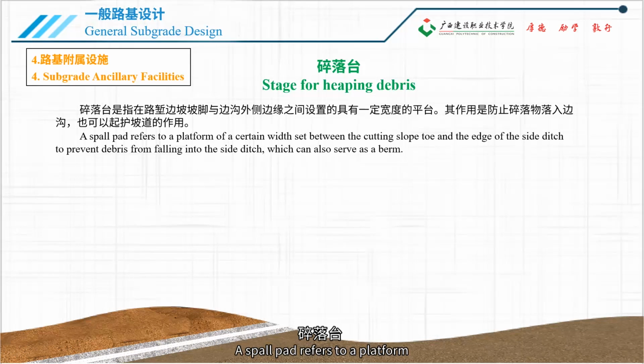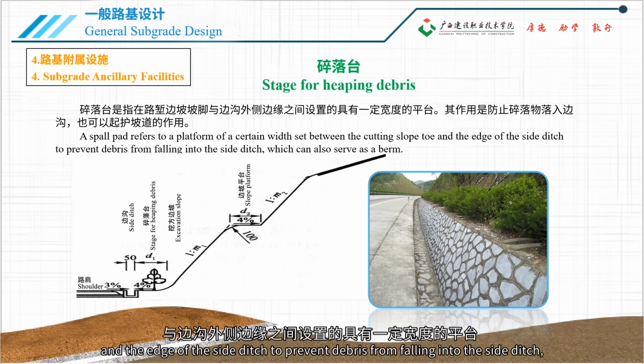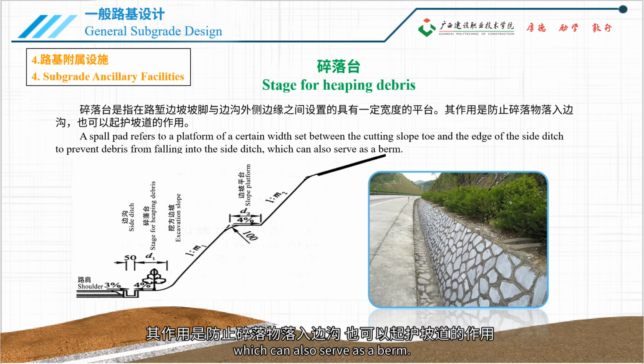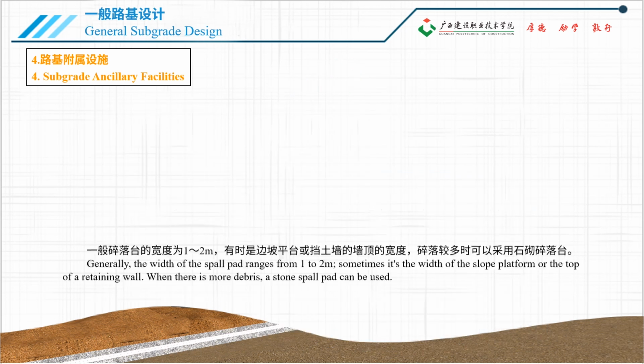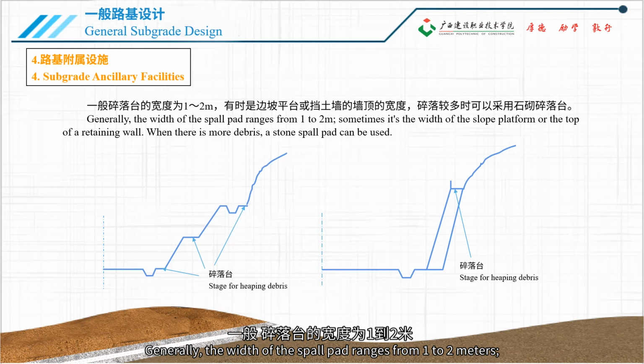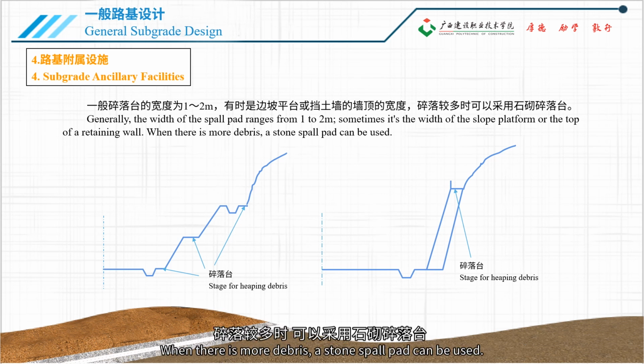A spall pad refers to a platform of a certain width set between the cutting slope toe and the edge of the side ditch to prevent debris from falling into the side ditch, which can also serve as a berm. As shown in the diagram, the vegetated area is the spall pad. Generally, the width of the spall pad ranges from 1 to 2 meters. Sometimes it's the width of the slope platform or the top of a retaining wall. When there is more debris, a stone spall pad can be used.